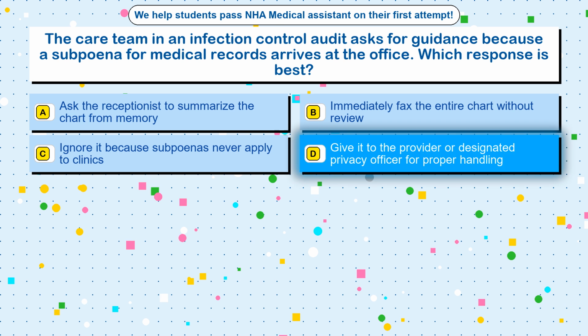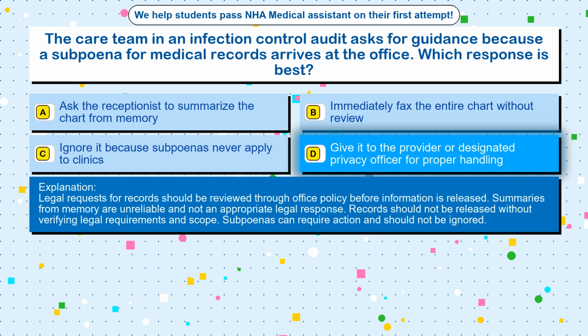The correct answer is option D. Give it to the provider or designated privacy officer for proper handling. Legal requests for records should be reviewed through office policy before information is released. Summaries from memory are unreliable and not an appropriate legal response. Records should not be released without verifying legal requirements and scope. Subpoenas can require action and should not be ignored.